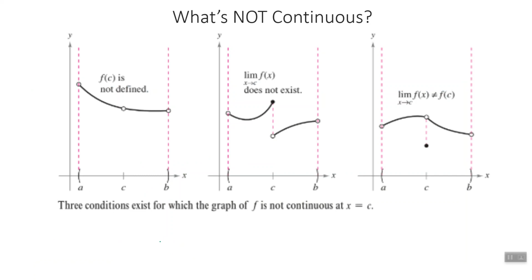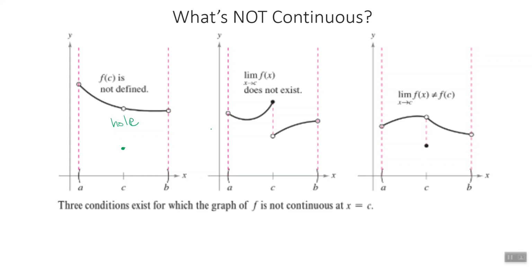All right, so here are our 3 cases where it's not continuous. Here's our hole. Even if we had another point here, like say there, it still wouldn't be continuous because the function value does not match the limit value. The limit value would be up here. The function value would be down here.